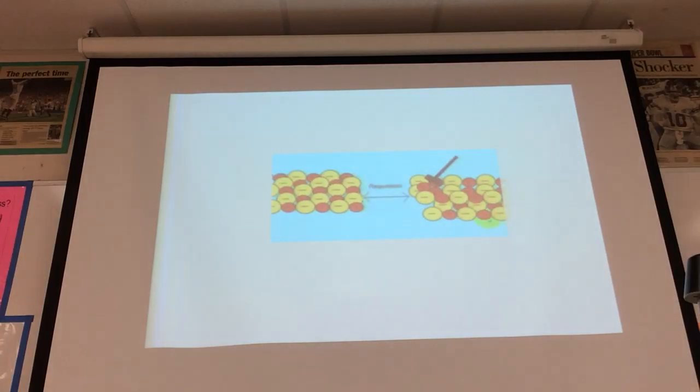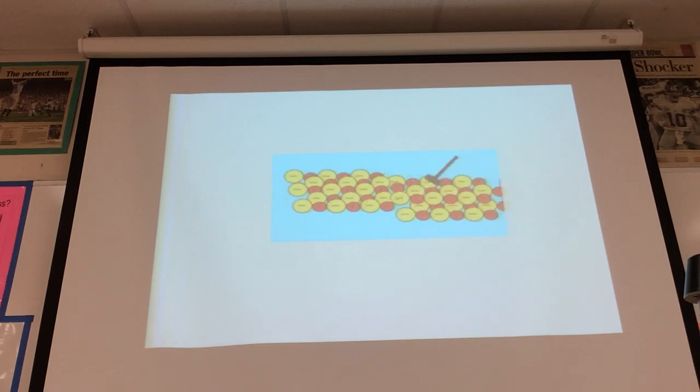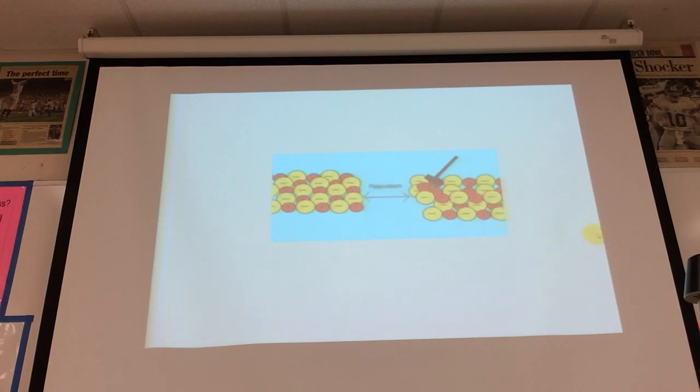And here's just another representation. So when a force is applied, the like charges line up with each other. You can see here, and they repel each other.